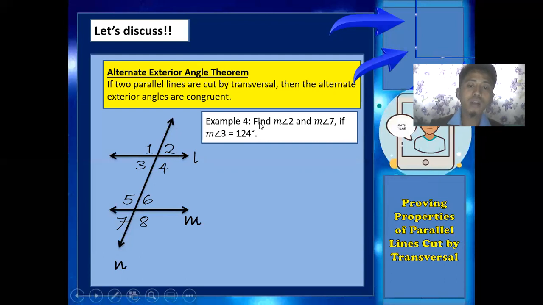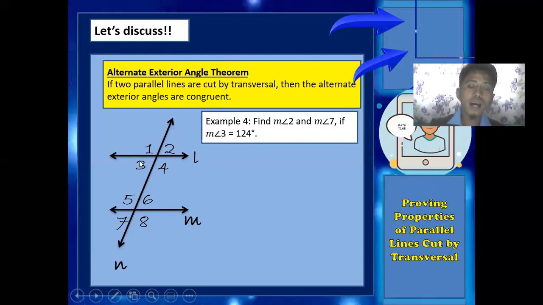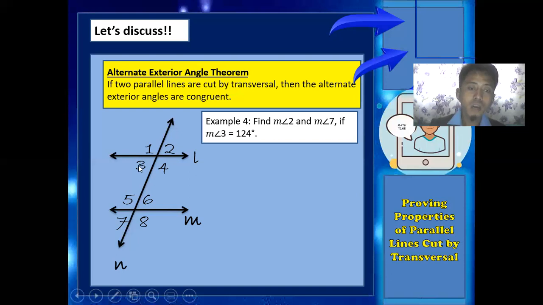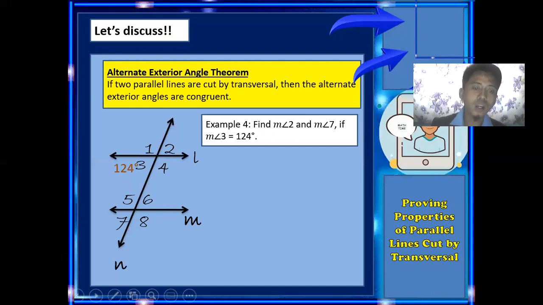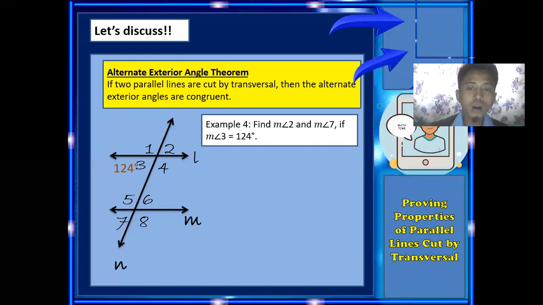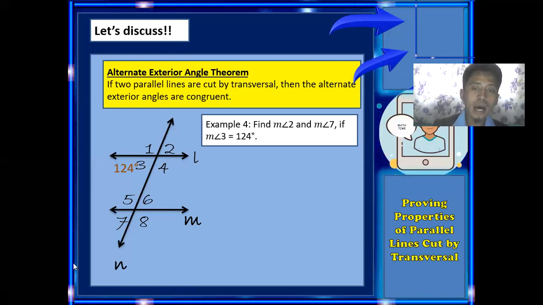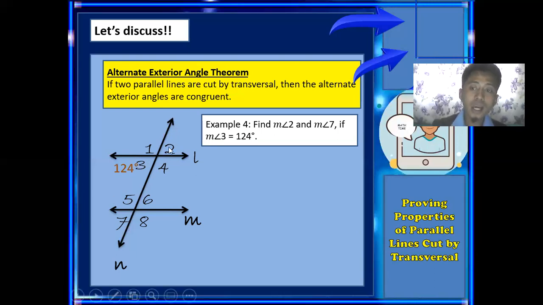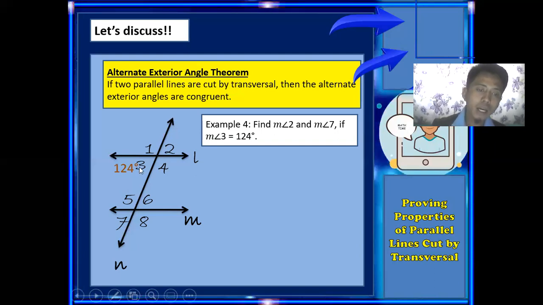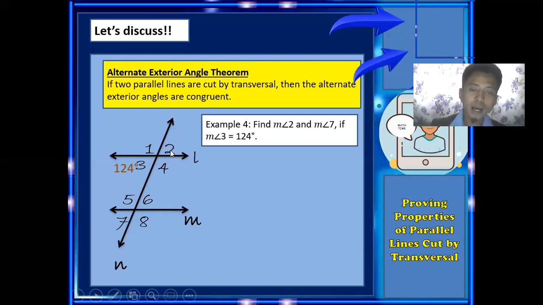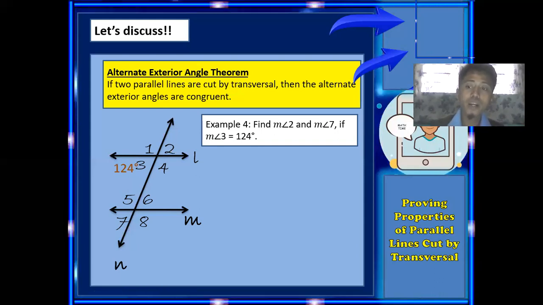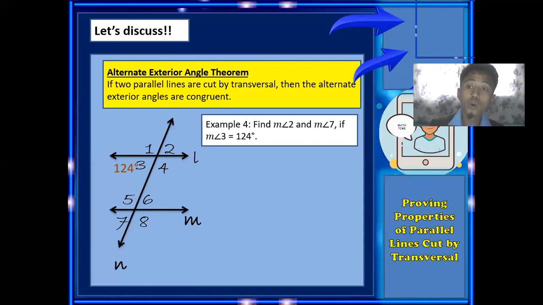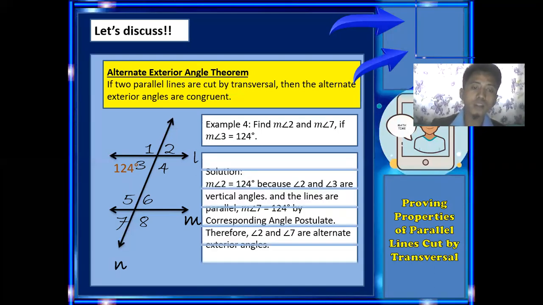So we need to find out the measurement of angle 3. The given is angle 3, so angle 3 is 124 degrees. Now we can measure angle 2 and angle 7. Why? Because angle 3 and angle 2 are vertical angles, and based on the vertical angle theorem, if you have two vertical angles, the measurements of their angles are congruent or the same. So that is 124 degrees.